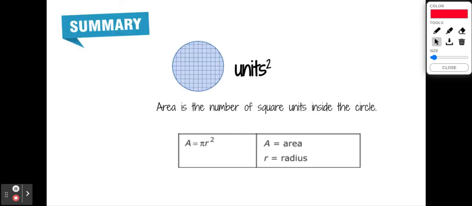Okay, let's go ahead to the summary. What did we learn? Couple things. We learned what area was. Area is the number of square units inside the circle. We learned that we're going to label our areas with units squared. We also learned the formula for finding area of a circle, and that is pi times radius squared. In all of our examples, we use the number 3.14 to approximate pi. So we did 3.14 times the radius squared. And that's how we found the area of our circles.